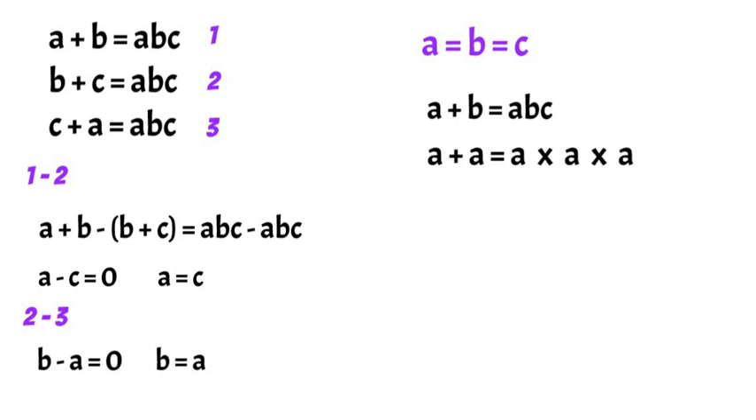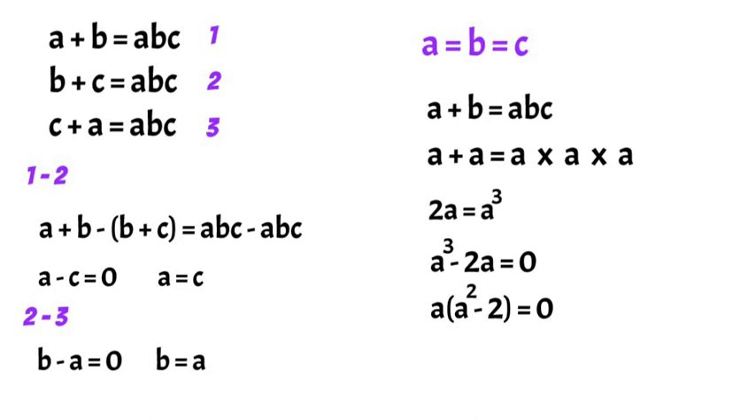Now that would be 2A is equal to A cubed. Or we could subtract 2A and we'd be left with A cubed minus 2A is equal to 0. Now we can factor out an A, so we have A times A squared minus 2 is equal to 0.